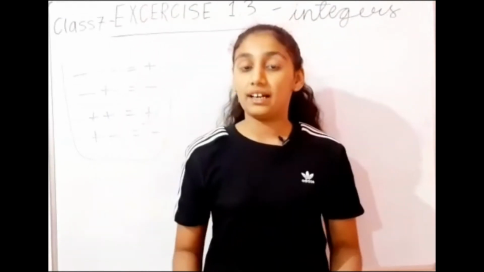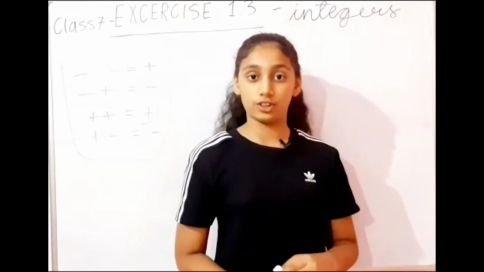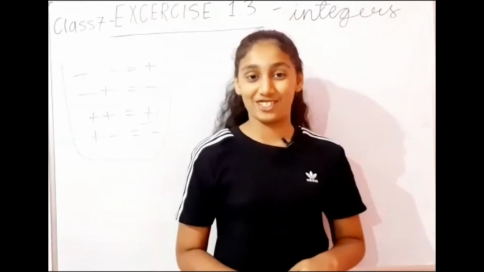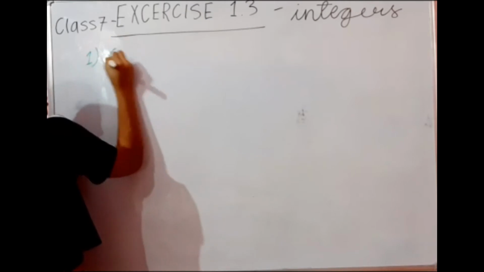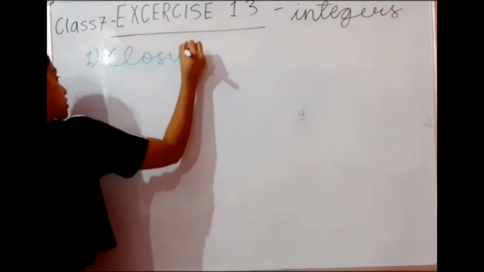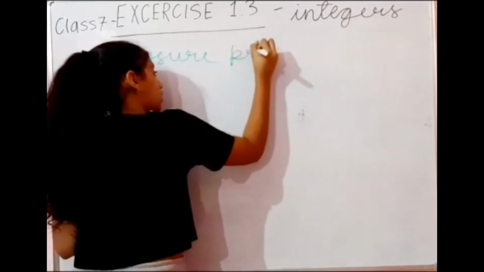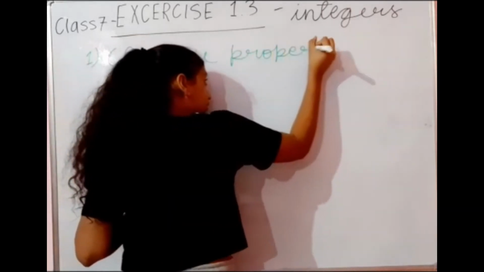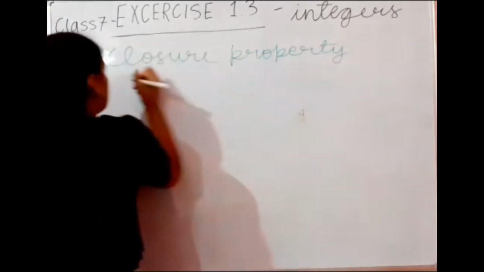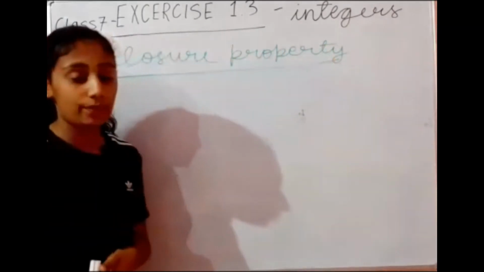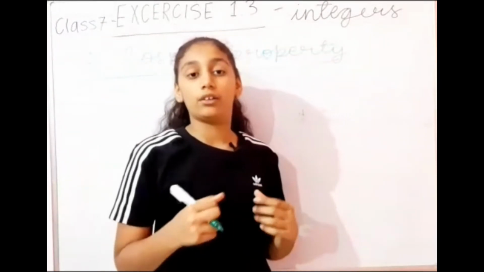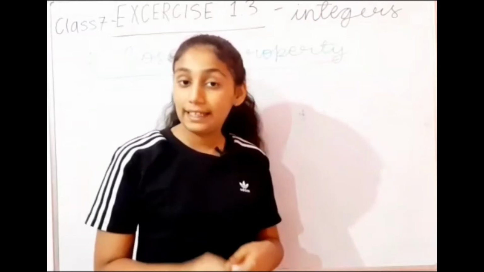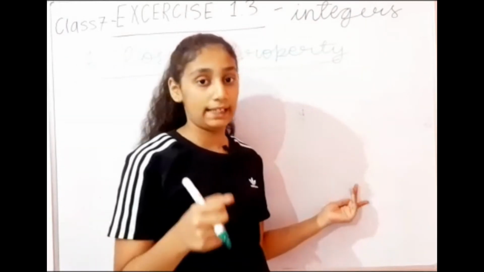So now we will understand the properties of integers, properties of multiplication of integers. So the first property is the closure property. Now what does the closure property say? It says that if the numbers that we are multiplying are integers, then our product will also be an integer.